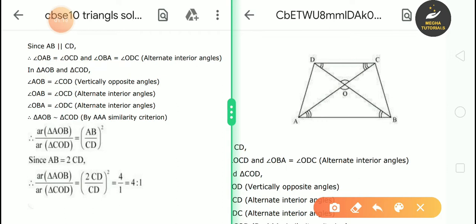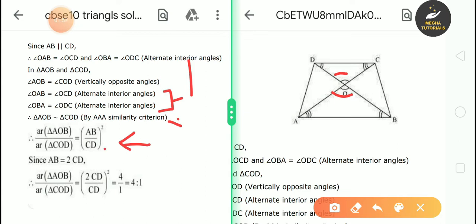So let's move ahead. In triangle AOB and triangle COD, angle AOB is equal to angle COD, vertically opposite angles, and from the above we can write angle OAB equal to angle OCD and angle OBA equal to angle ODC because of alternate angles. Therefore we can say that triangle AOB and triangle COD are similar because of the AAA similarity test. Since triangles are similar, we can write area of triangle AOB upon area of triangle COD is equal to AB upon CD the whole square.